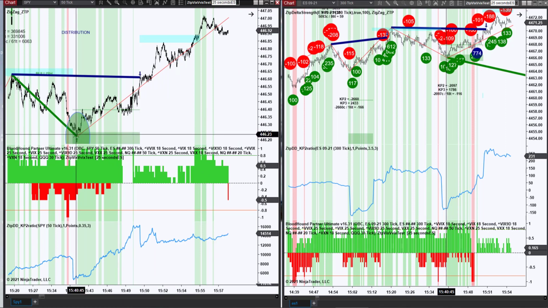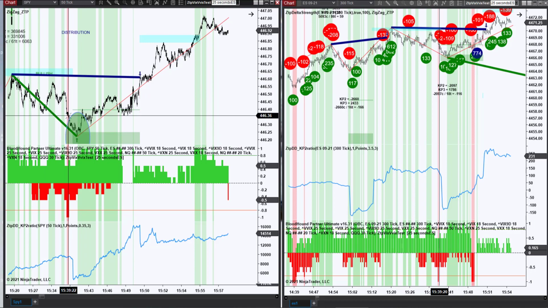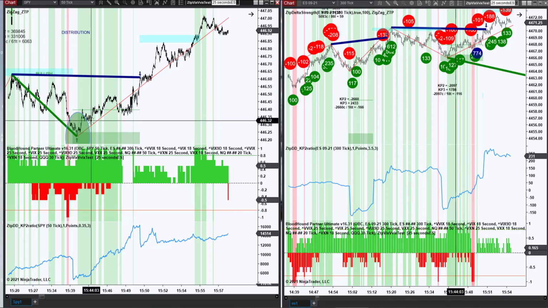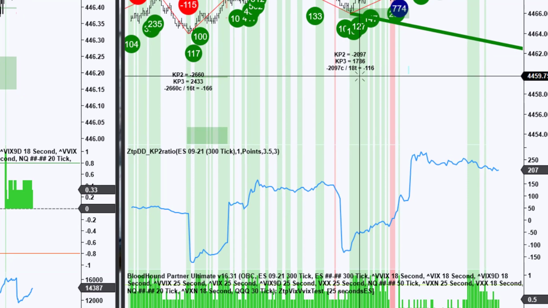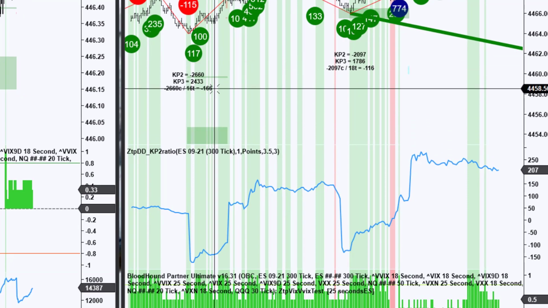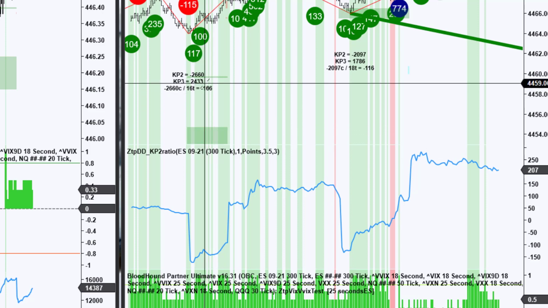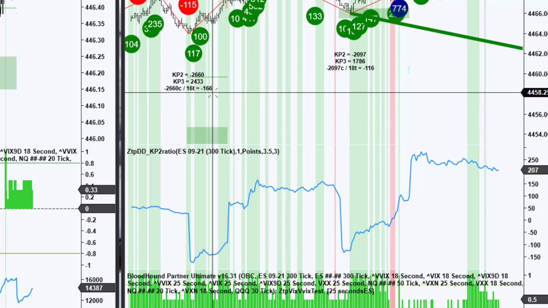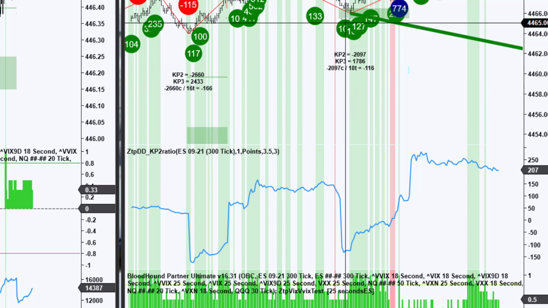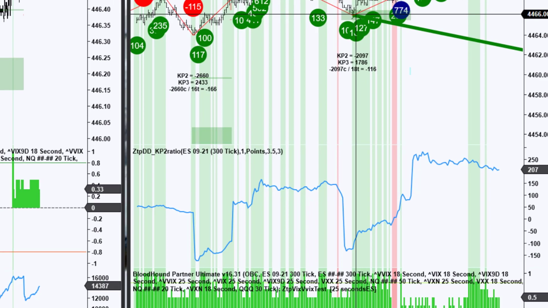Next, we have a pretty clean buy signal here, which is a trend trade on both of the charts. We also see that we had a 116 for a KP2 ratio, and that was preceding a 166. These are very high numbers and indicative of an accumulation as price traded from the highs to the lows.